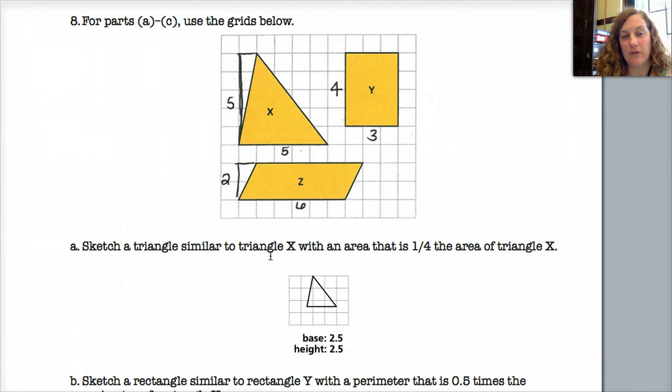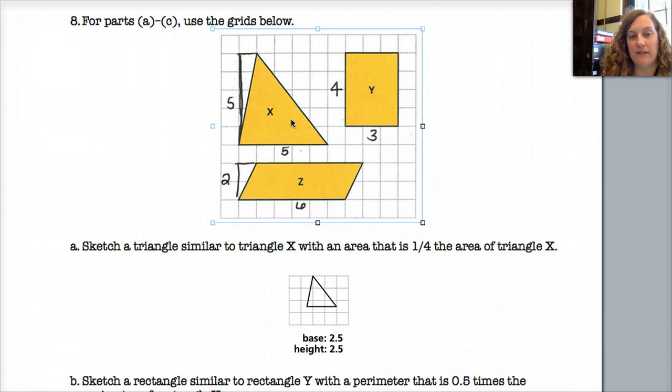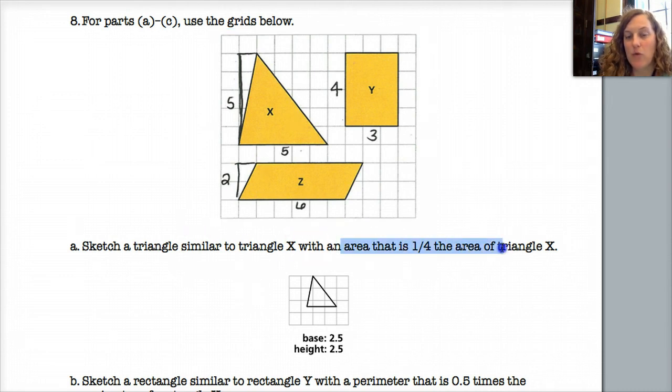Sketch a triangle similar to triangle X, but it has an area that's 1/4 the area of triangle X. Now, triangle X's area is going to be 5 times 5 is 25 divided by 2, so 25/2 or 12.5. You can do this an easier way, though, without looking at the area. The fact that they tell you that the area is 1/4 the area.